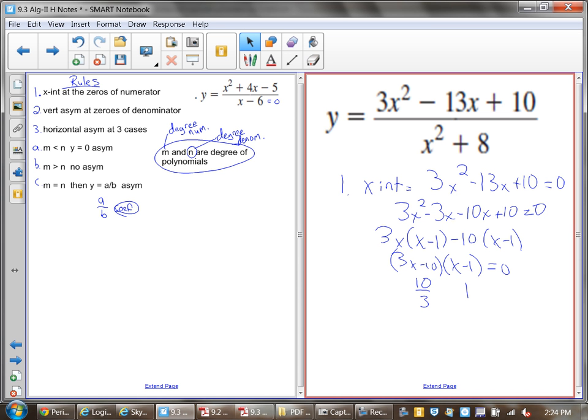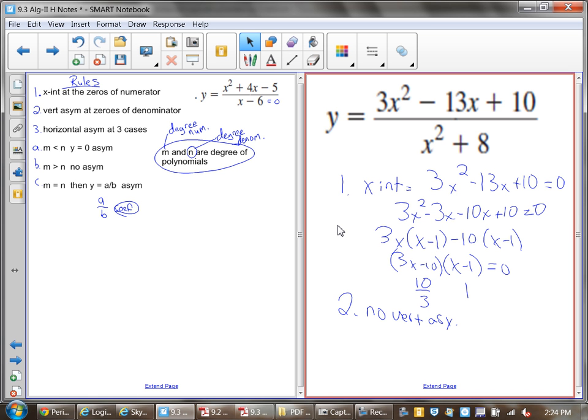Careful. I have x squared plus 8. Is that going to give me any real solution? So do I have any vertical asymptotes? No. So here I have no vertical asymptote. Everybody understand why there's no vertical asymptote?